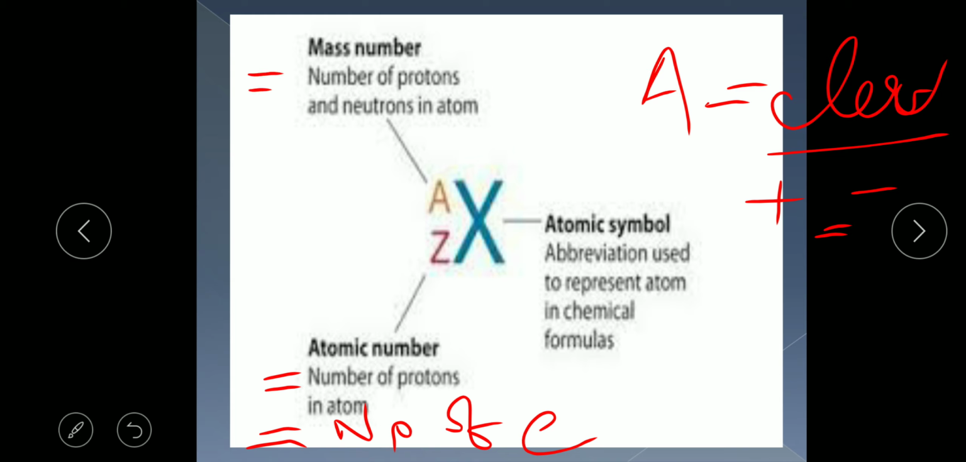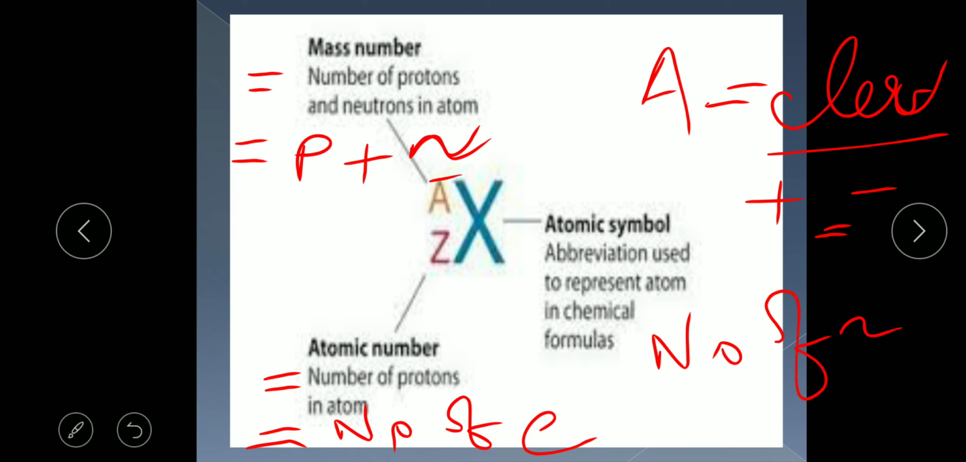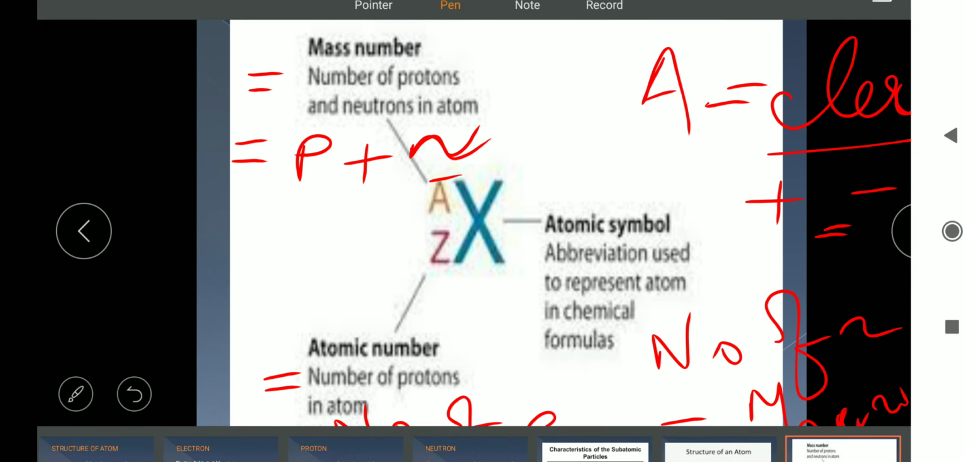Now what is mass number? Mass number is equal to the number of protons plus the number of neutrons. Now what will be the number of neutrons, and how will you calculate it? From this formula, the number of neutrons is equal to the mass number; when protons go to this side, they will be subtracted. So mass number minus the number of protons.